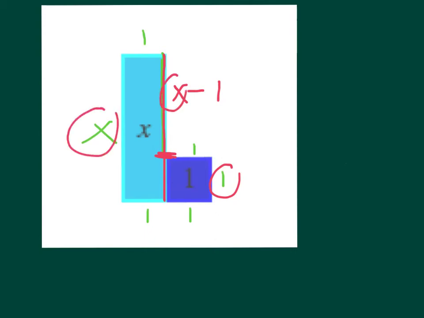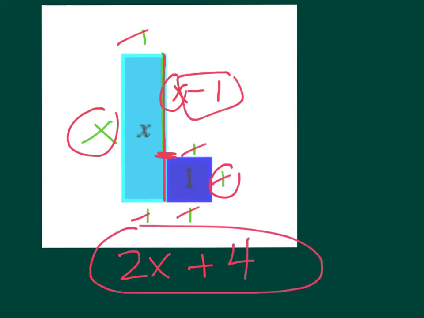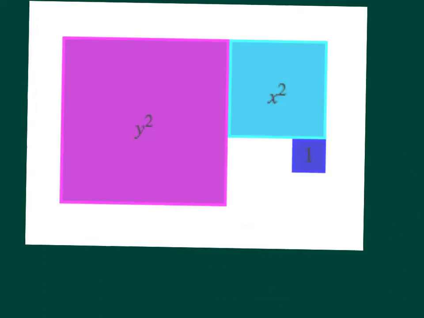I still have x and x, which is 2x, plus I have 1, 2, 3, 4, 5. Take away 1 is 4. So I still got the same answer for my perimeter. It doesn't quite fit there, perimeter. All right, good. I have another one.